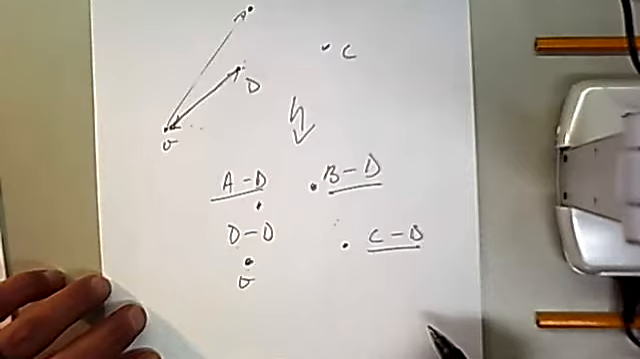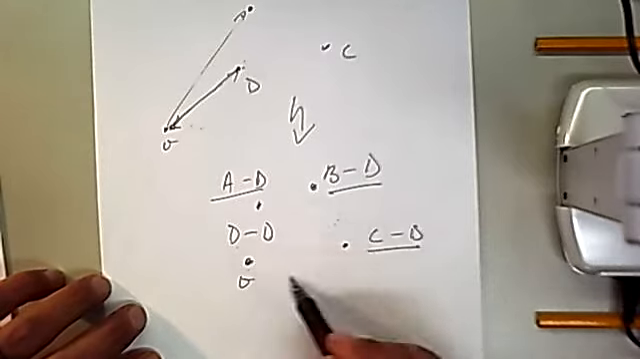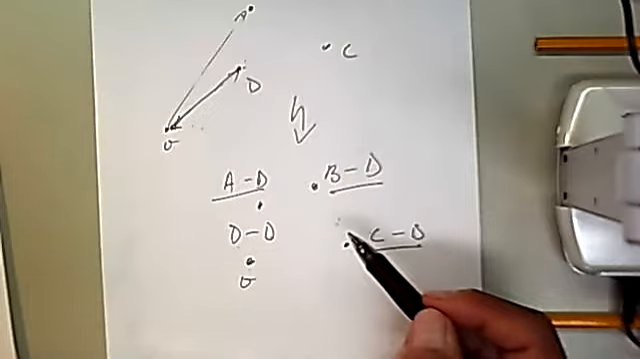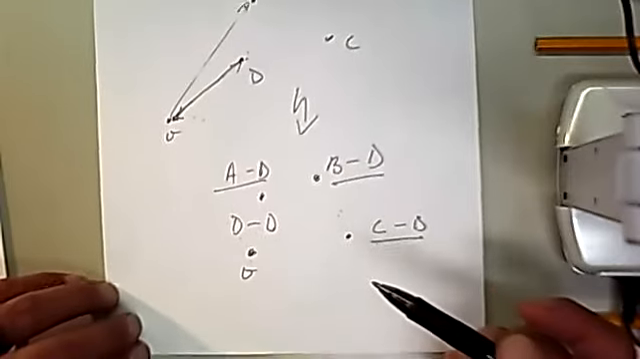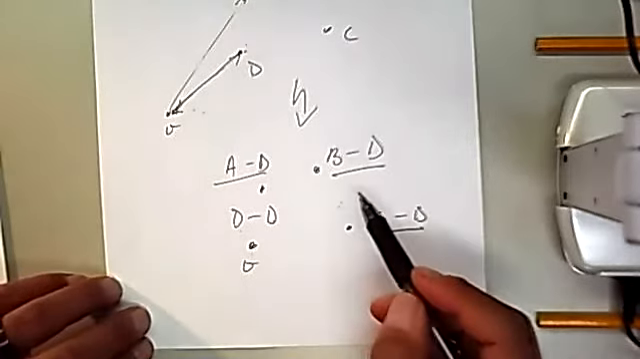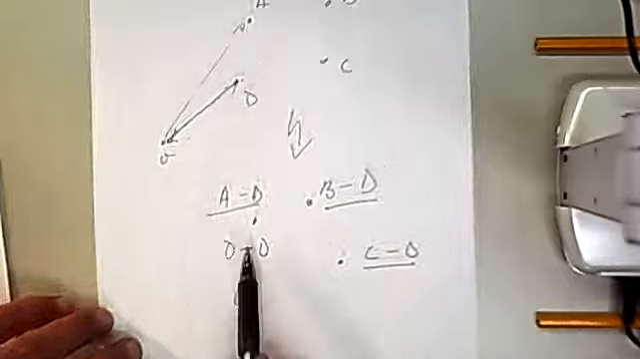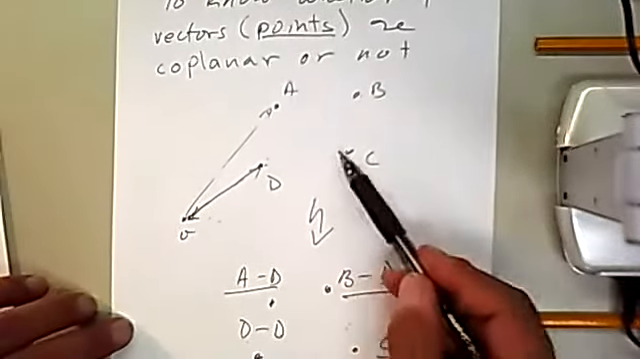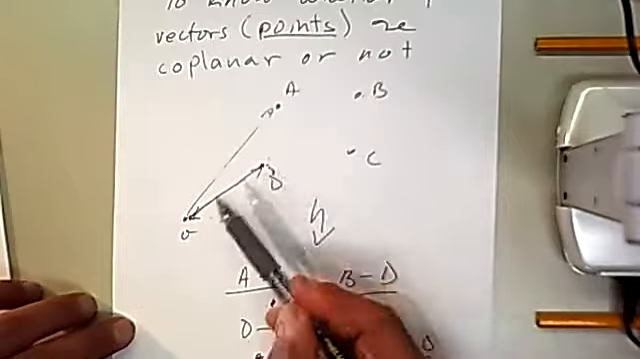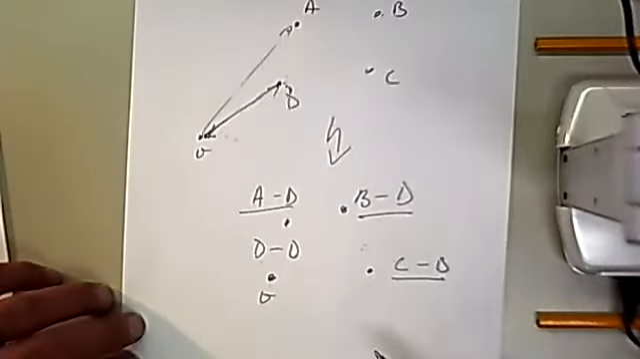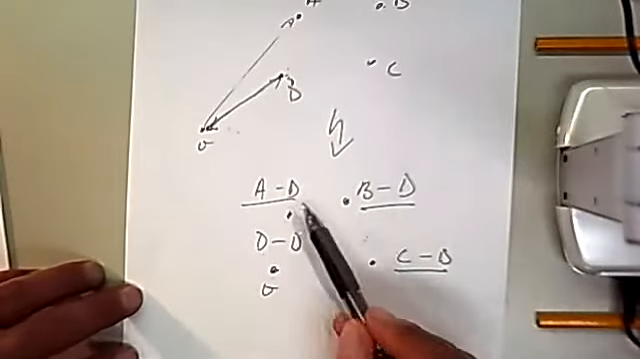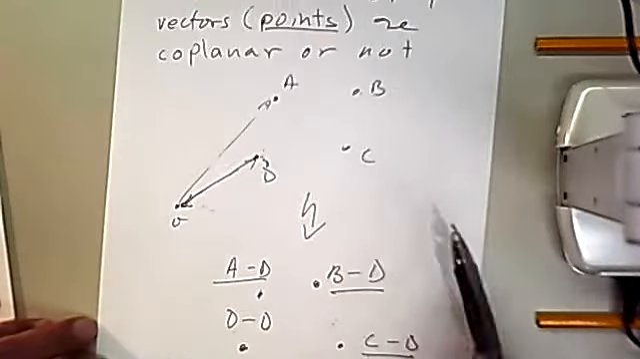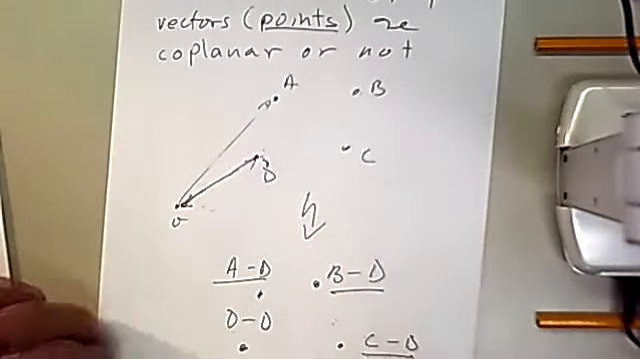If you end up with 0, then the 4 points were coplanar to start with. If you end up with a number that is different than 0, then the 4 points are not coplanar. This is a rigid motion, we're shifting everything so that D becomes the new origin. And by the way, it doesn't have to be D, it can be any of them. You can move things so that C becomes the new origin, or B or A, it doesn't matter.